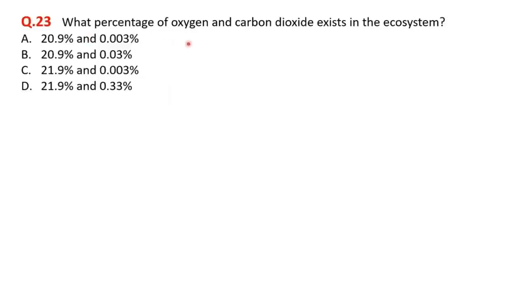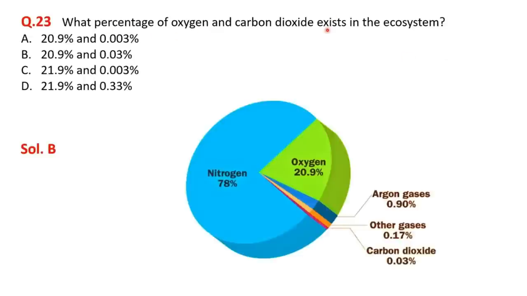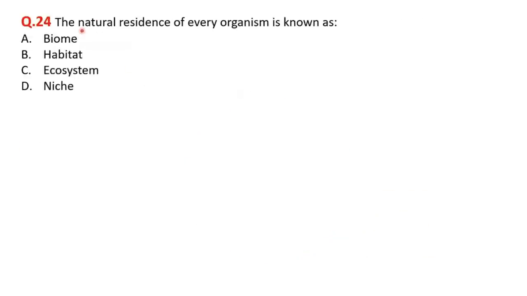Fine. Next, what percentage of oxygen and carbon dioxide exists in the atmosphere? So in our current ecosystem or atmosphere, what is the percentage of oxygen and carbon dioxide? Yes, it is 20.9% of the oxygen and 0.03% of the carbon dioxide. You can see here the pink color. Okay, remember this statistics.